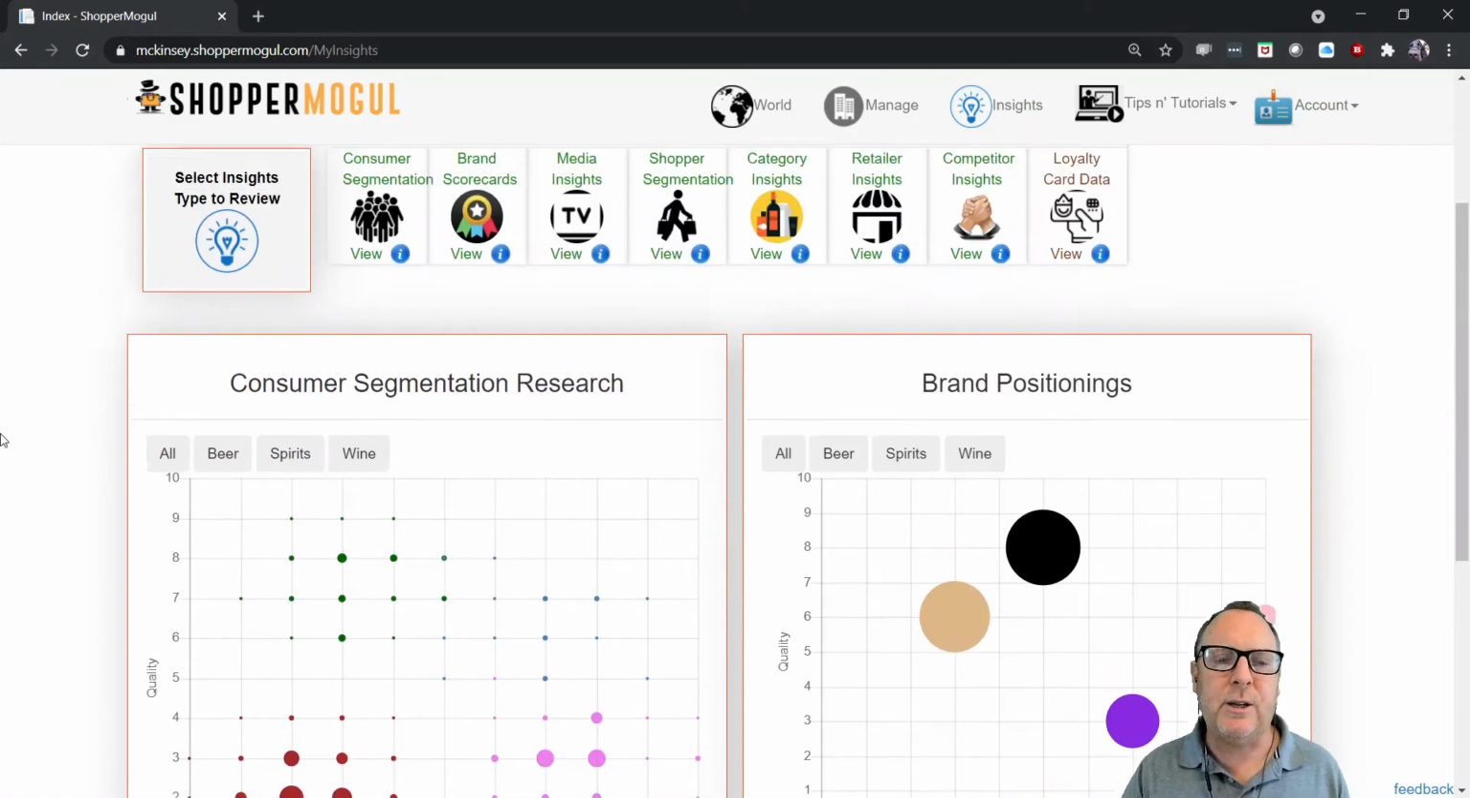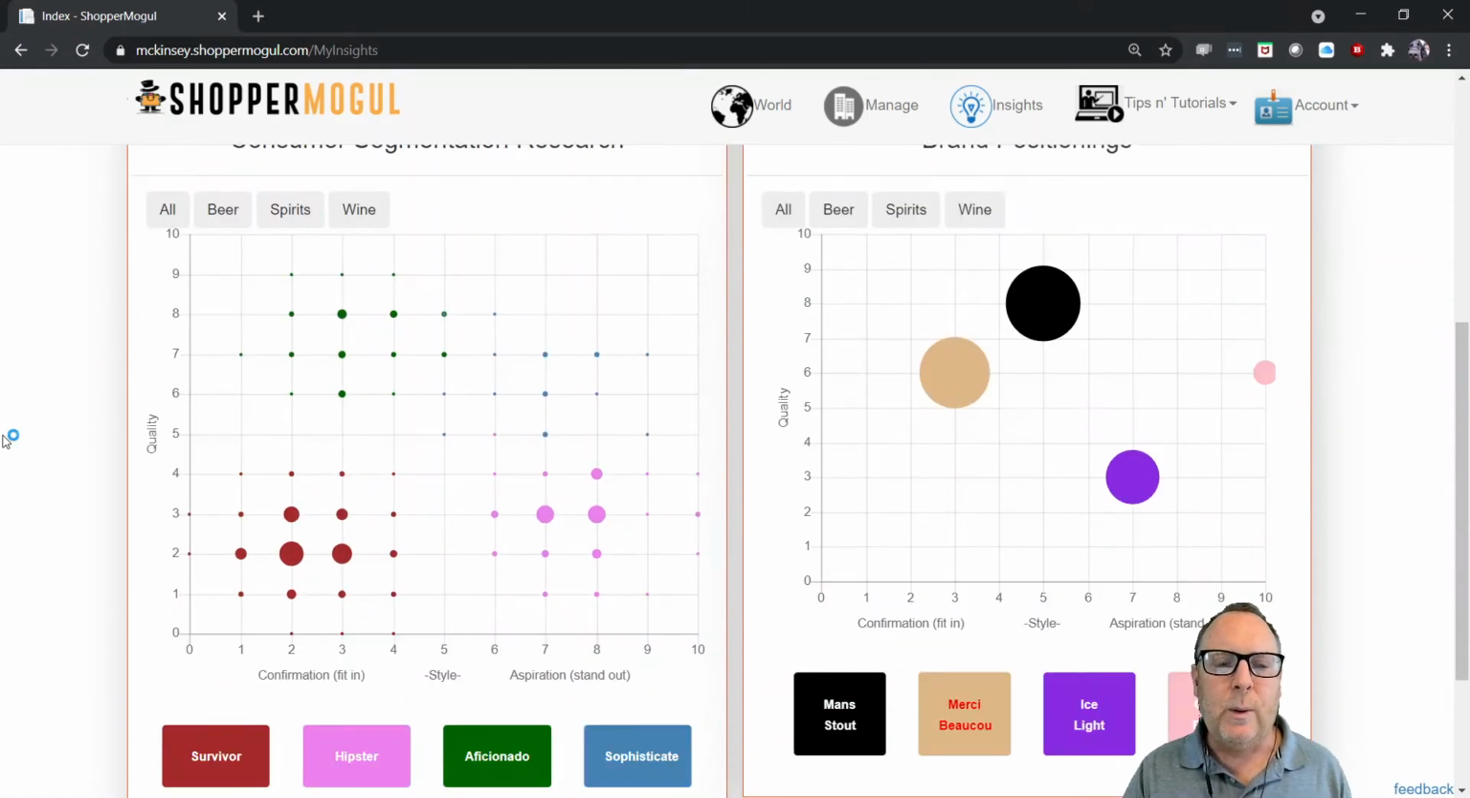So if we start with the consumer segmentation, we can see on the left that we've got a map which shows where all of the demand is in the market. Now, when we were looking at the world page, we saw that certain categories were appealing to certain consumer types. What we can see is that in the market there are 4 different consumer types: survivors, hipsters, aficionados, and sophisticates. Each of these consumers sits in a different part of the segmentation map.